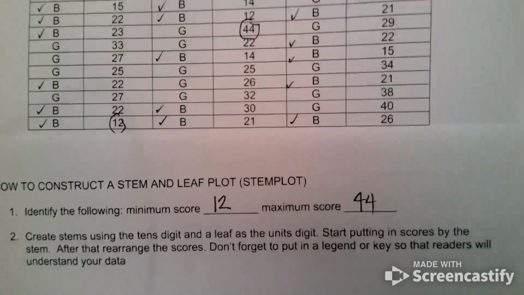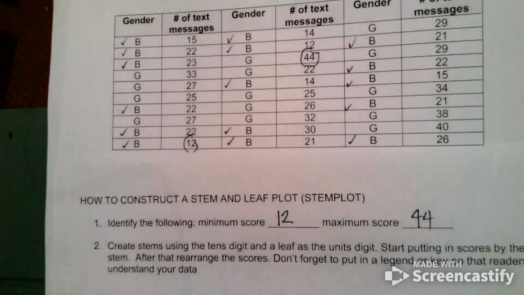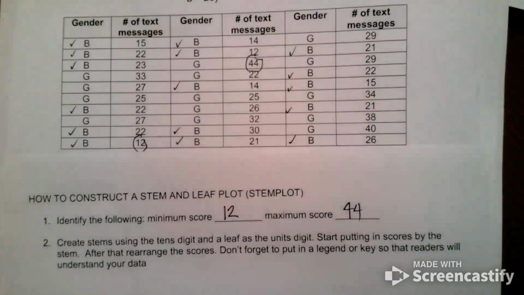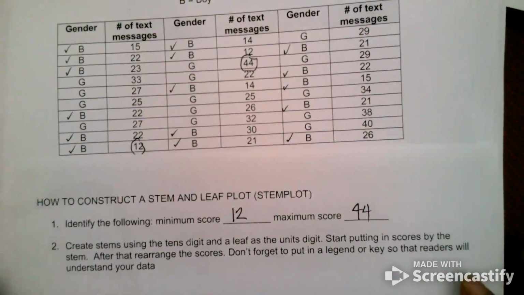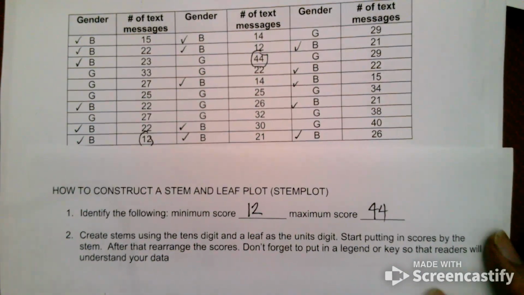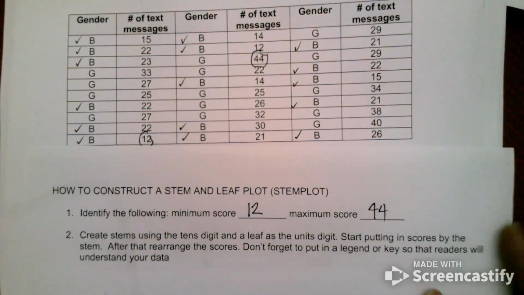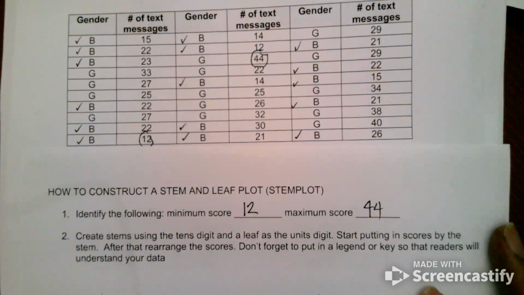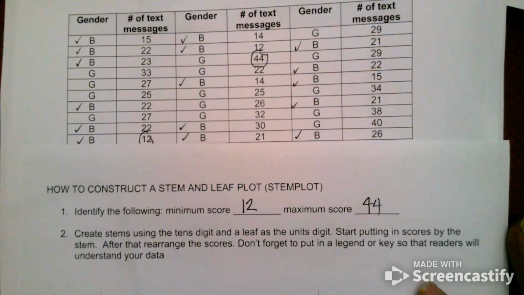Clear so far? Make sure you do this, because, you see, I'm kind of racing this up because we're going to be using most of this later on. So next, it says here, we're going to create stems using the tens digit and leaf as the units digit. Start putting in scores by the stems. So we're going to do the scores one by one. After that, rearrange the scores.